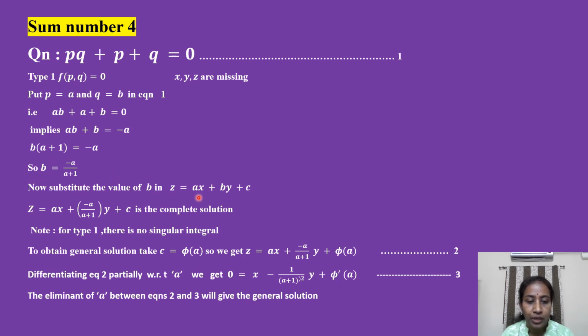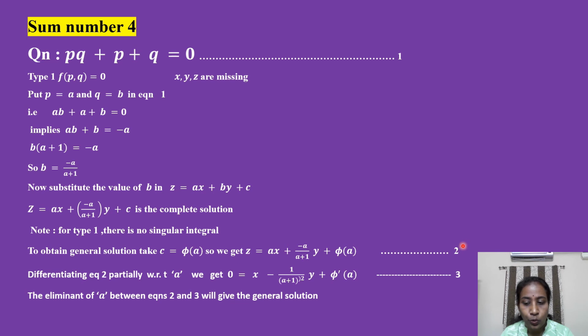Now I am going to substitute it in z is equal to ax plus by plus c. So I get z is equal to ax plus minus a by a plus 1 into y plus c, which is my complete solution. So as we know that there is no singular integral in type 1, we move on to the general solution, where I substitute c equal to phi of a. So we get z is equal to ax plus minus a by a plus 1 into y plus phi of a. Now this equation is named as 2.